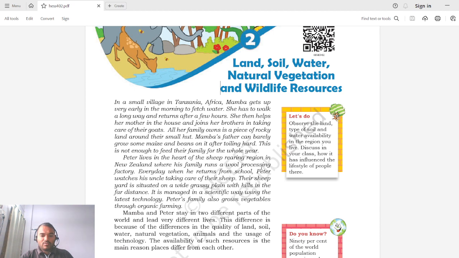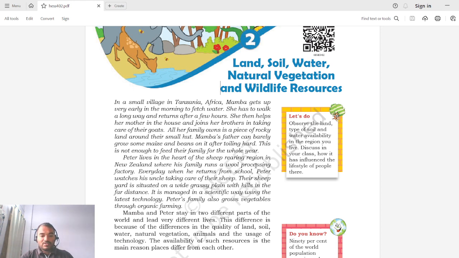Every day when he returns from school, Peter watches his uncle taking care of their sheep. Their sheep yard is situated on a wide grassy plain with hills in the far distance. So whenever Peter returns from school, he sees that his uncle is busy with the sheep, doing various activities, taking care, feeding, nurturing them, and so on. And they have a very big sheep yard, which is situated on a wide grassy plain. At the end of that plain, there are some hills where Peter's land exists, or this is the huge plain which is owned by Peter for their sheep rearing.